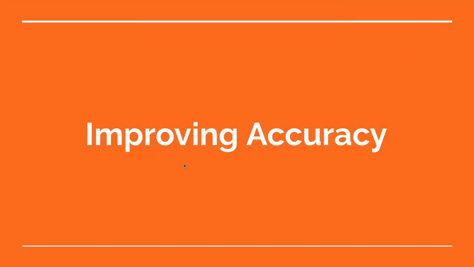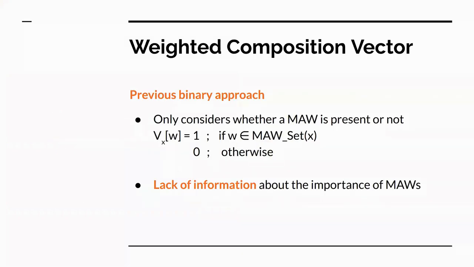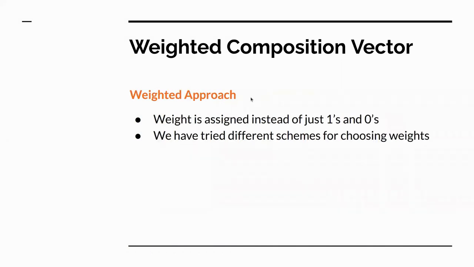So now we will look at the experiments that we did for improving accuracy. Firstly, we did some experiments on using weighted schemes. Previously, we said that we only consider whether a MAW is present or not. So the composition vector in CD-MAWS will contain only ones and zeros. But in the weighted approach, we will assign weights to the dimensions instead of just 1 and 0.